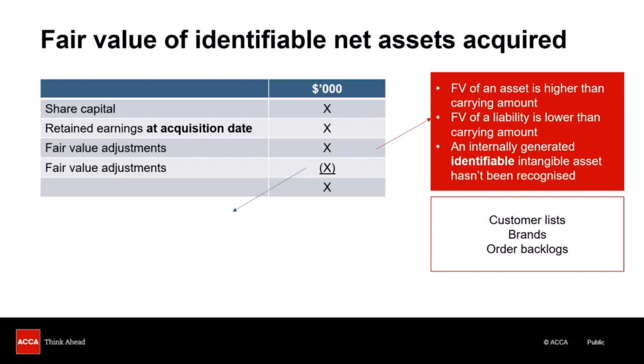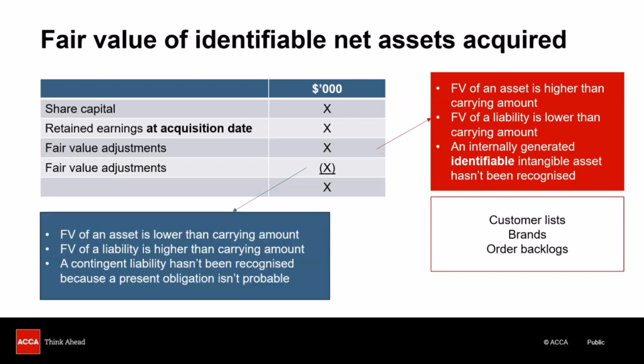Now, the second part of fair value adjustment, which is related to a decrease in fair value, can be due to the fact that the fair value of an asset is lower than its carrying amount, or the fair value of a liability is higher than its carrying amount. This can be in the case of deferred tax also. It was tested in one of the past exam papers. Another example is that a contingent liability hasn't been recognized because a present obligation isn't probable. Now, as per the rules of IAS 37, a contingent liability is not recognized till the time there is a probability of it being incurred.